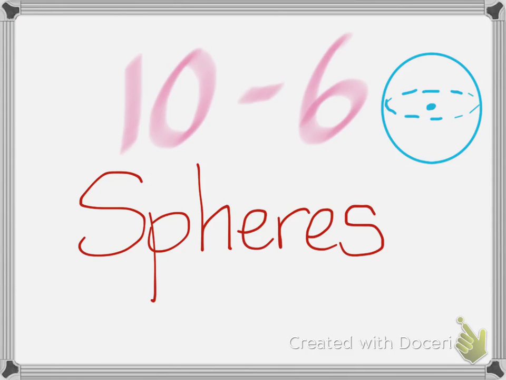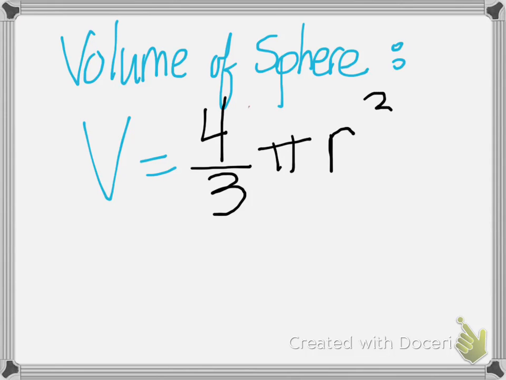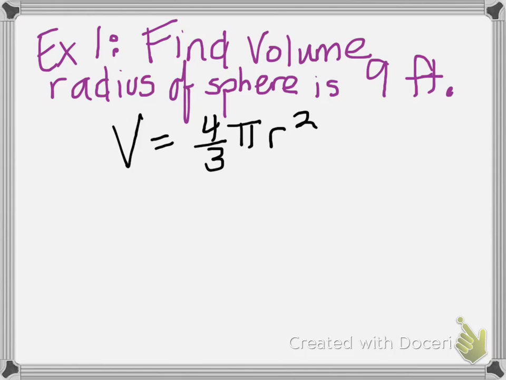We are going to learn the formula for finding the volume of a sphere and the surface area of a sphere. Let's start with the volume. The volume, everything that's inside the sphere, the equation is volume equals 4/3 times pi times your radius cubed. Okay, 4/3 times pi times your radius cubed.